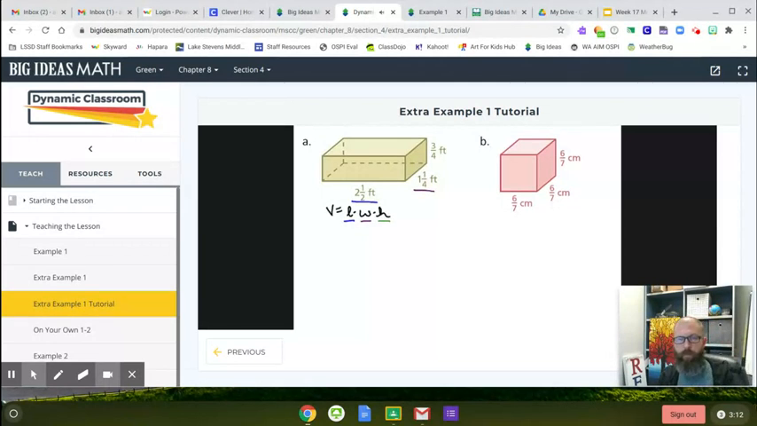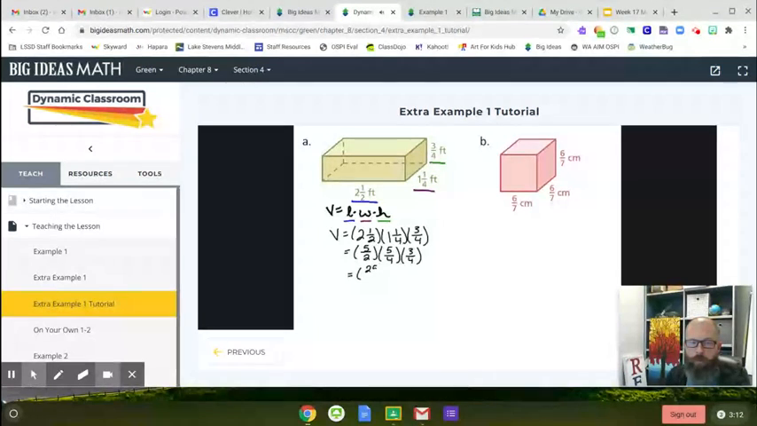2.5 can be written as 5/2, and 1 1/4 can be written as 5/4. 5/2 times 5/4 is 25/8, and 25/8 times 3/4 is 75 over 32. 75 over 32, written as a mixed number, is 2 and 11 over 32. So the volume is 2 and 11 over 32 cubic feet.